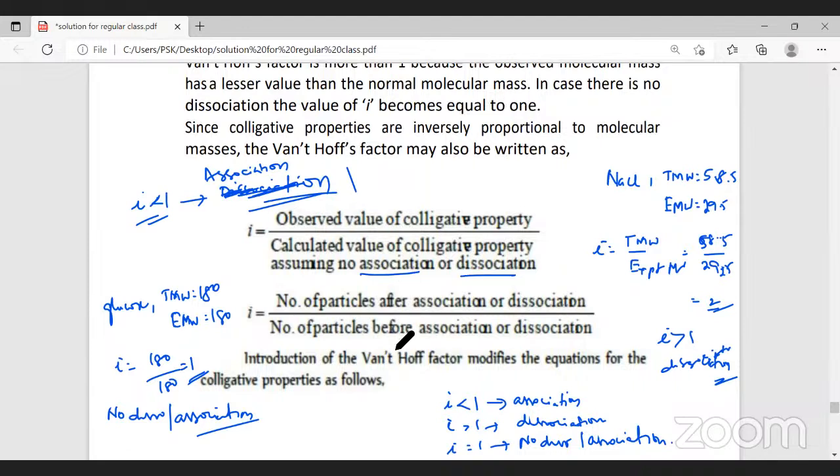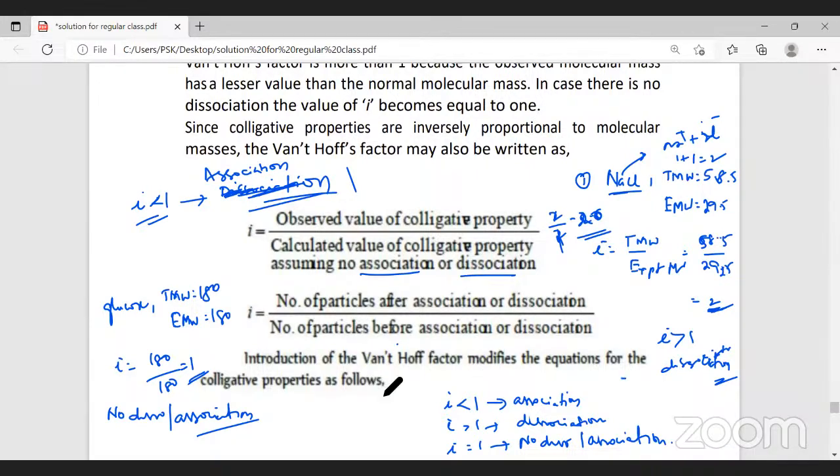Now, if you take NaCl, before dissociation, it is 1. After dissociation, how much? 1 plus 1, it is 2. So the ratio will be 2 by 1, which is again 2. Either way, the answer will remain the same, so any one of the formulas can be used.